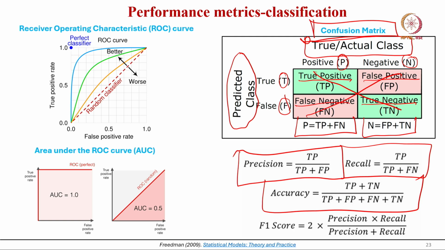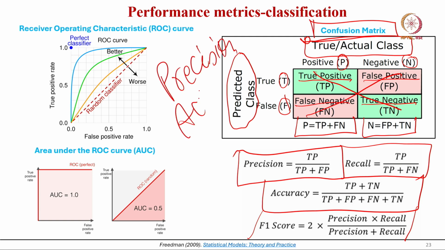And then the other one, F1 score, is essentially 2 multiplied by precision into recall divided by precision plus recall. So, what are the things you learned? One is the confusion matrix, one is precision, one is accuracy, one is recall, and the fourth one is F1 score.